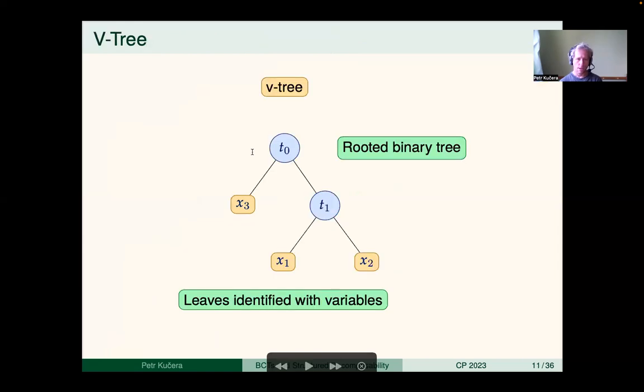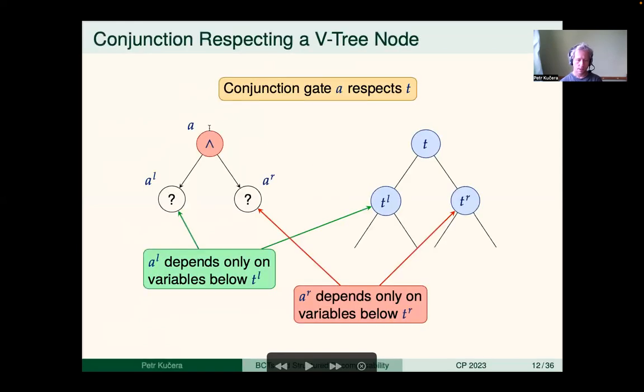Now, the structured DNNFs are defined based on a V-tree. A V-tree is simply a rooted binary tree where the leaves are identified with variables. So it's like this one. And then once we have this tree, we can say when a conjunction gate respects a particular node in this V-tree. In this case, we say that the conjunction gate A respects T, which is some particular node of some particular V-tree.